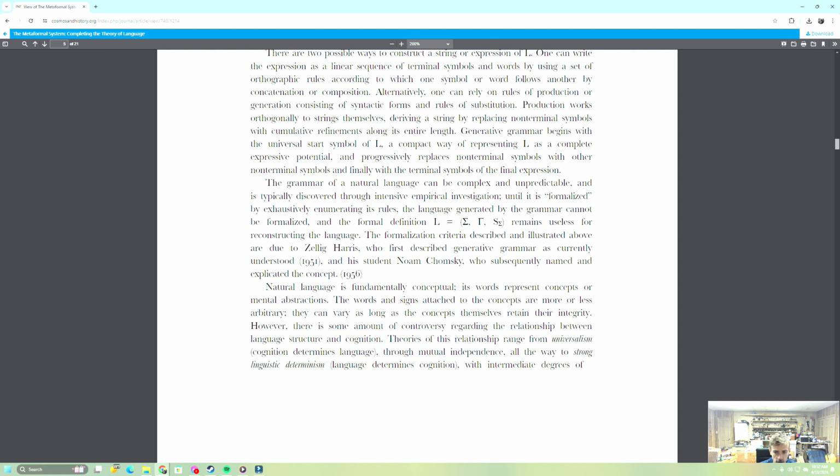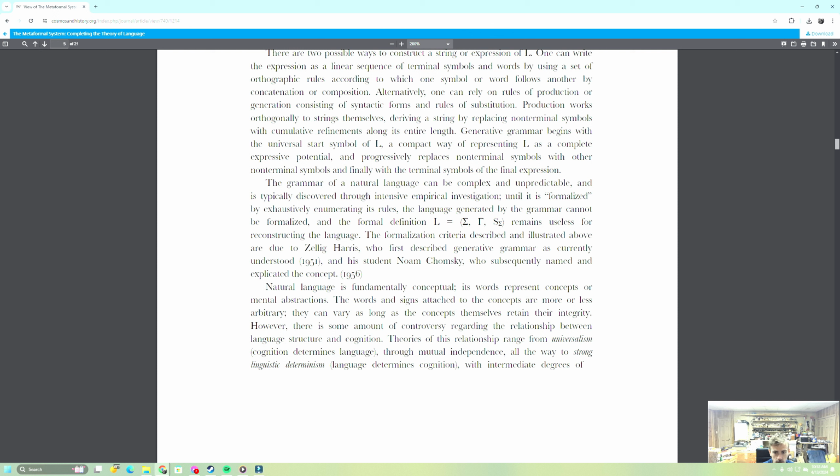The language generated by the grammar cannot be formalized, and the formal definition L = (Σ, Γ, S(Σ)) remains useless for reconstructing the language. The formalization criteria described and illustrated above are due to Zellig Harris, who first described generative grammar as currently understood in 1951, and his student Noam Chomsky, who subsequently named and explicated the concept.